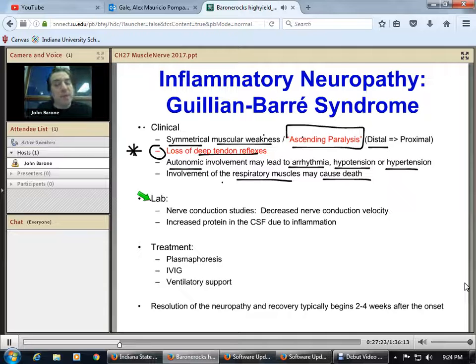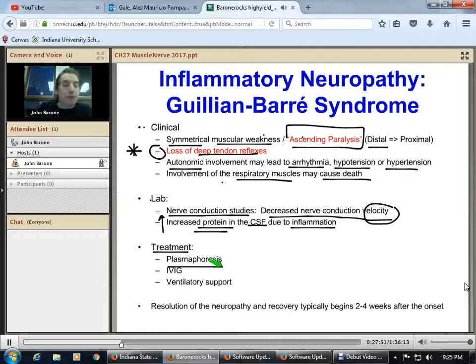Now, for the laboratory, what you want to do here is see the nerves are not working. So you want to do nerve conduction studies. And without myelin, you're going to see a decreased nerve conduction velocity. Now, if you do a spinal tap, you're going to see inflammation, and you're going to see a lot of proteins because of the myelin breakdown. So increased protein in the CSF because of the inflammation and demyelination.